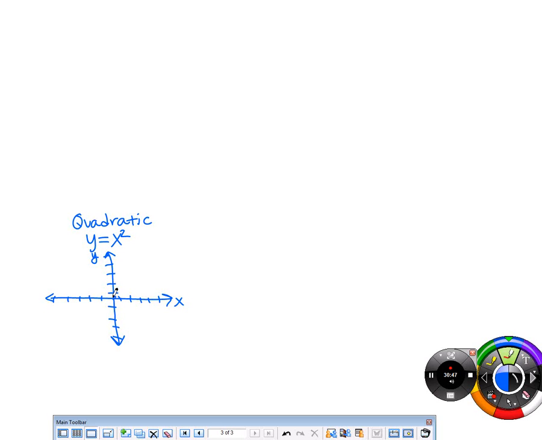So the parent one is concave up. Again, its vertex is at (0, 0). And then it has a point at (1, 1) and (-1, 1), kind of like absolute value. But it doesn't go out in a straight line, right? It curves up. That's because what happens when you plug 2 into this function? So you plug in 2 for x. 2 squared would equal 4.